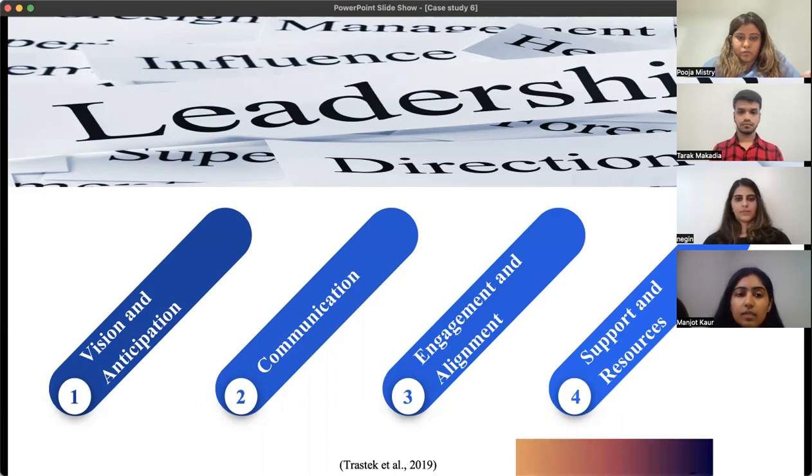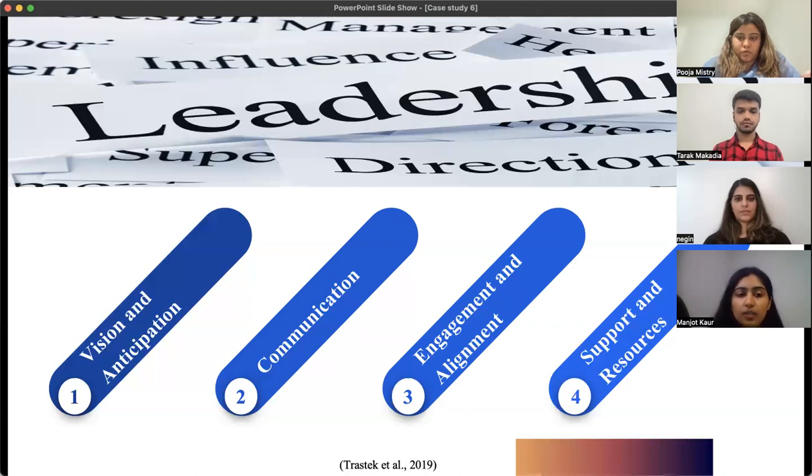Communication. Leaders must convince all stakeholders of the change vision by effectively communicating it to them. They must be adept at communicating the significance of the shift and the advantages it offers. Engagement and alignment. Leaders should motivate and coordinate teams and individuals to work towards a common objective. To encourage a sense of ownership and commitment, this entails actively incorporating stakeholders, addressing issues, and soliciting input.